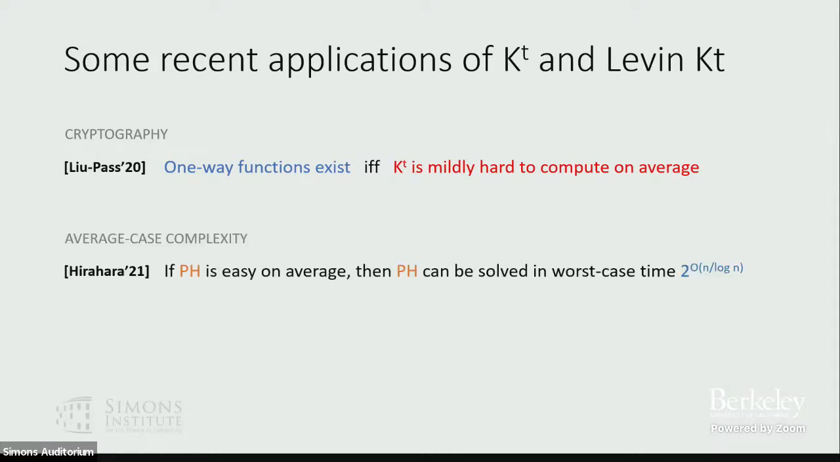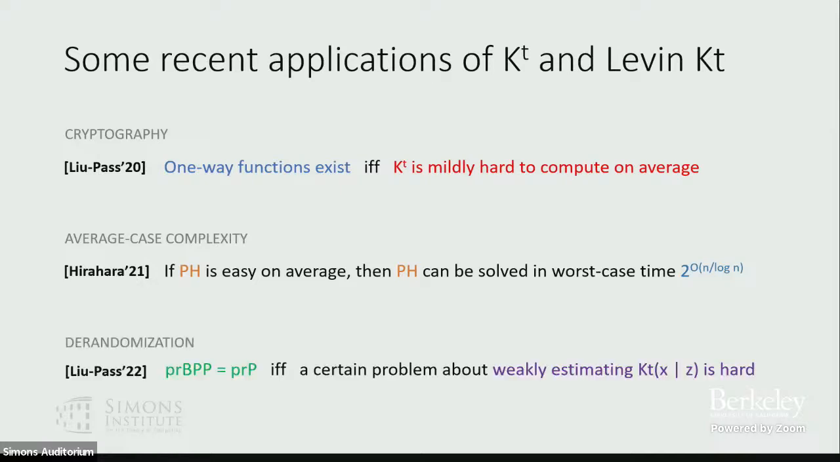Soichi has also found this really nice result connecting worst case and average case complexity. And the statement says nothing about Kolmogorov complexity, but the only proof we are aware of uses it in a crucial way. So we also have applications in average case complexity.